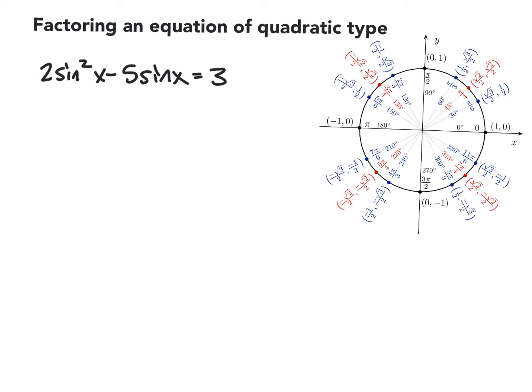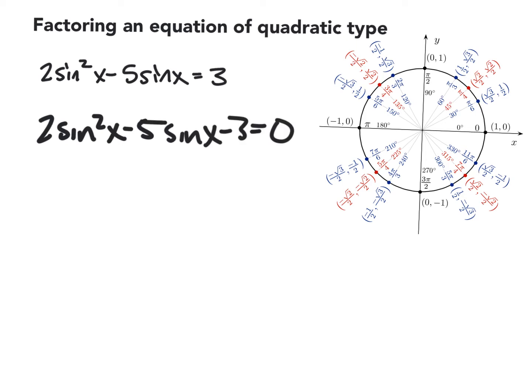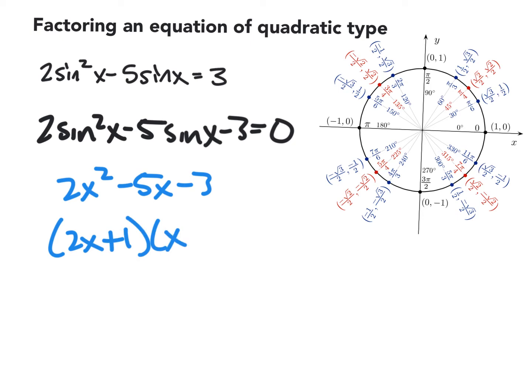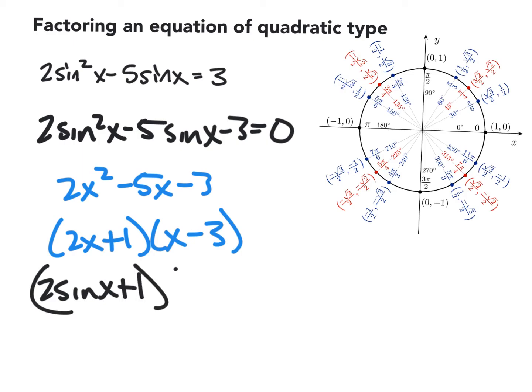All right, next we're going to factor an equation of quadratic type. You see here all the things are in terms of sine, but we can't just get a single sine together. So we're going to treat it just like a quadratic. I'm going to get everything on one side, and I'm going to imagine this as if it was just 2x squared minus 5x minus 3. That would factor to 2x plus 1 times x minus 3. So this factors down to 2 sine x plus 1 times sine x minus 3.